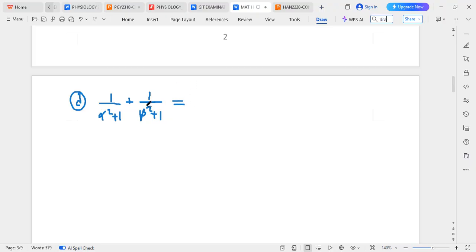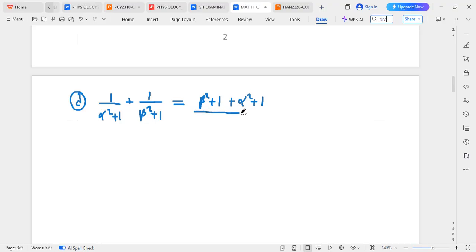Okay, the way we also work out this is make sure that you add the fractions. Multiply the one on top of the first with the beta squared plus 1 over the second. That will give us beta squared plus 1. Multiply the 1 on top of the second with the alpha squared plus 1 down the first. That is going to give us alpha squared plus 1.